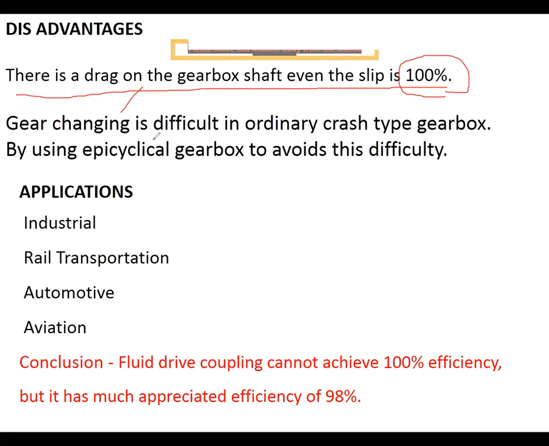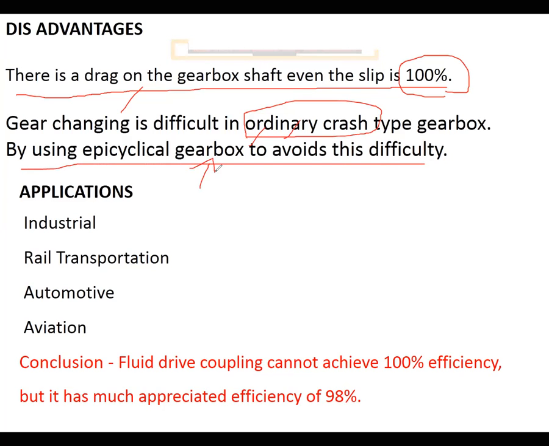Then gear changing is difficult in an ordinary crash type of gearbox, right? In most cases we are not going for an ordinary crash type of gearbox, but a simple type of gearbox, so that is why it is more advantageous. But when using this only, the drawback is overcome by using epicyclic gearboxes to avoid this difficulty, because an epicyclic gear train is there in the automatic transmission system. I'll take you through the epicyclic gear train in coming days.